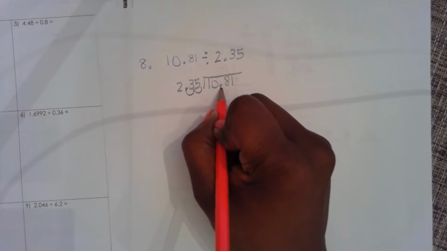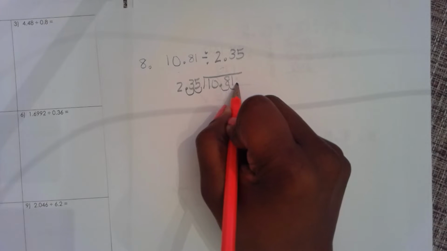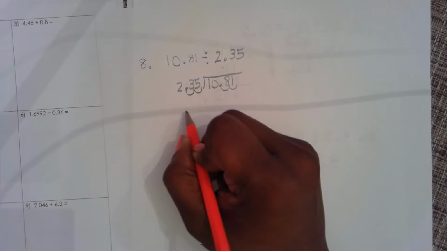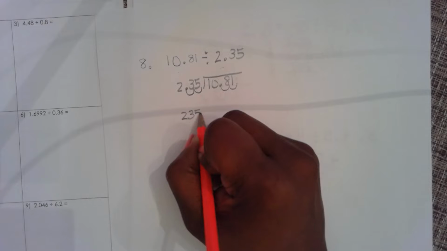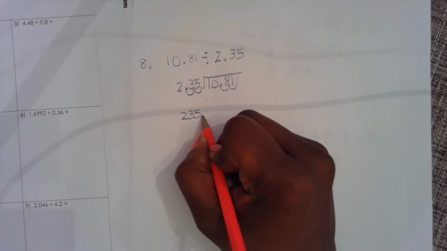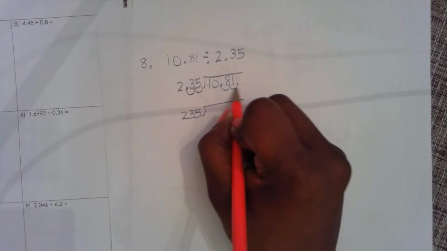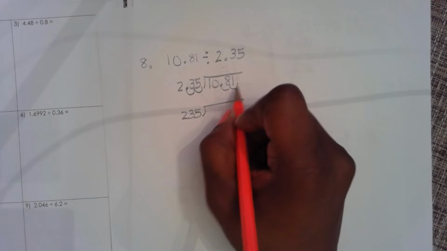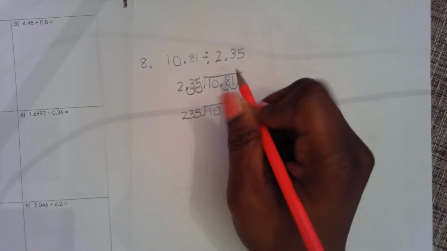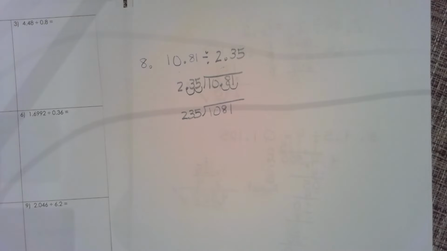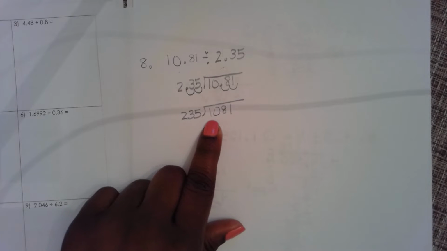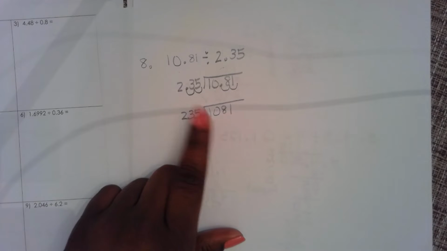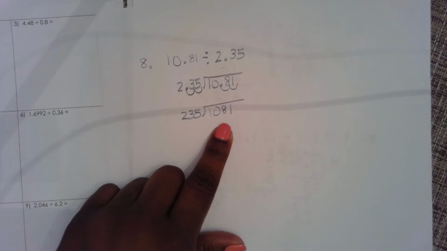So let me also move the decimal twice here. I have to rewrite the problem because I want to make sure I do not place the decimal in the wrong spot. So I'm going to make this 235, because I moved my decimal twice to the right, making this a whole number, and consequently I have to move the dividend twice, making this 1081. Now I can divide as normal. So I need to ask myself, how many times can 235 go into 1081?